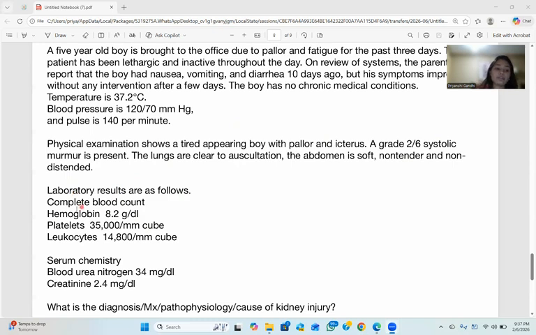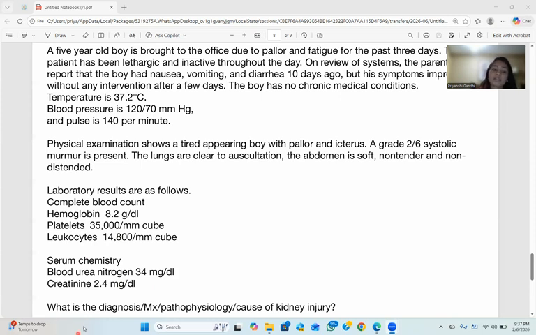The labs have the following findings of hemoglobin of 8.2, platelets of 35,000, and leukocytes of 14,800. Serum chemistry shows BUN of 34 and creatinine of 2.54. So if you calculate the ratio, it will be less than 20. Now, if you may recall, the ratio of BUN to creatinine of more than 20 is classically present in pre-renal azotemia, as the function of kidney is perfectly fine, and hence they are able to absorb more BUN from the urine, and hence there is rise of BUN in the blood.